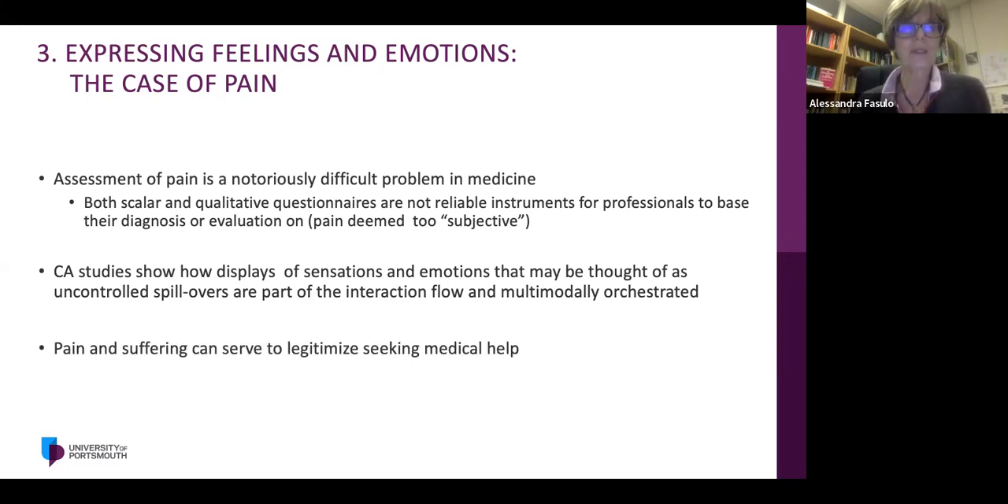And it's important to understand that pain is not just, again, an individual expressing whatever goes on inside them, but there is something at stake. For example, pain and suffering can serve to legitimize seeking medical help. So by no means are they independent from the situation in a medical encounter.